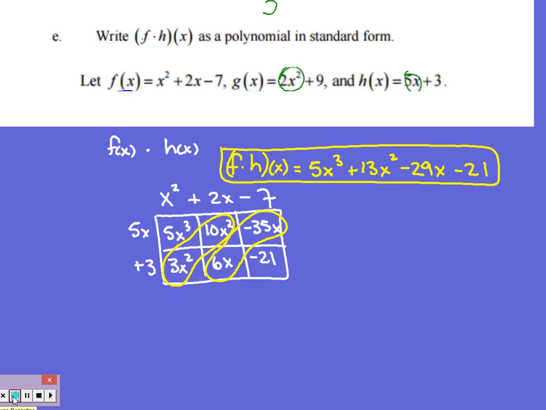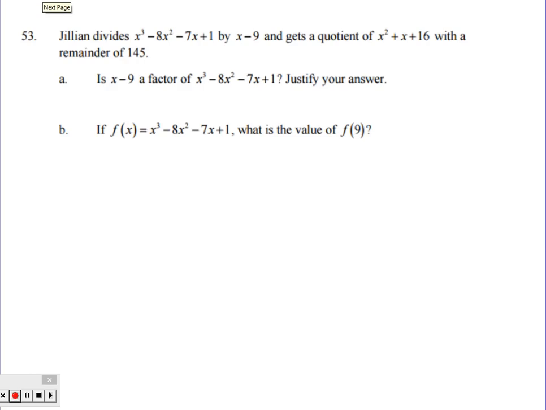All right, I think we have 2 or 3 more questions. Okay, so here we have Jillian divides this polynomial by this factor, x minus 9, and she gets the quotient, x squared plus x plus 16, with a remainder of 145. Okay, so we want to know, is x minus 9 a factor of that? And they're saying a complete factor. And justify your answer. So in order for this to be a factor of that, we would need to have a remainder of 0. And because we don't have a remainder of 0, so is that a factor? We're going to say no.